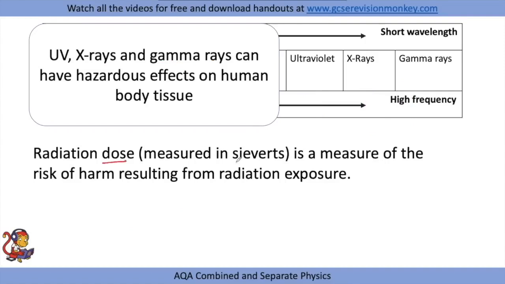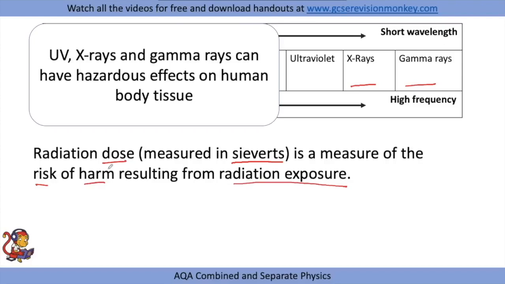Radiation dose is measured in a unit called sieverts, and it's a measure of the risk of harm resulting from radiation exposure. And it's useful in hospitals because there will be doctors and nurses and other staff members that work in areas where there are, for example, lots of X-rays or gamma rays. Or patients might need to have lots of X-rays or treatment involving gamma rays.